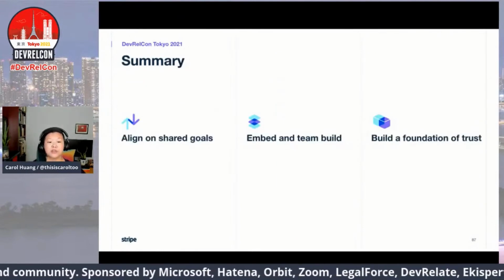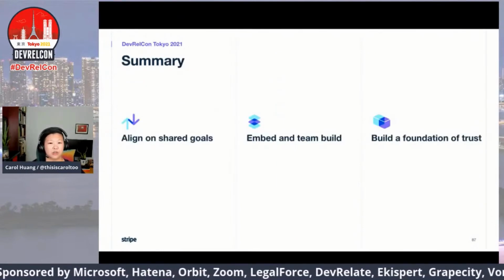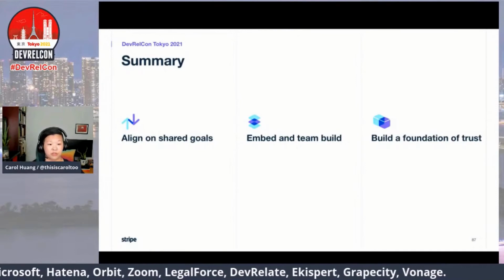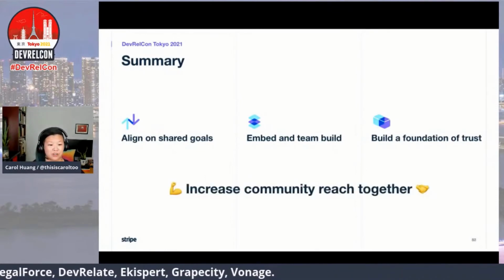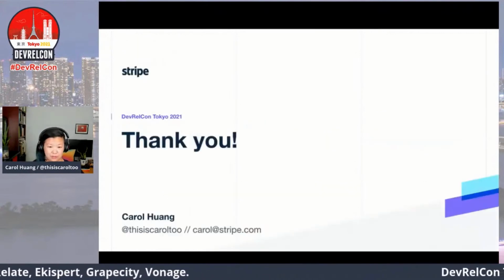So, in summary, as long as you make sure you have the same goals, you've built a team, and you're embedded on a foundation of trust, you can increase your community reach together.